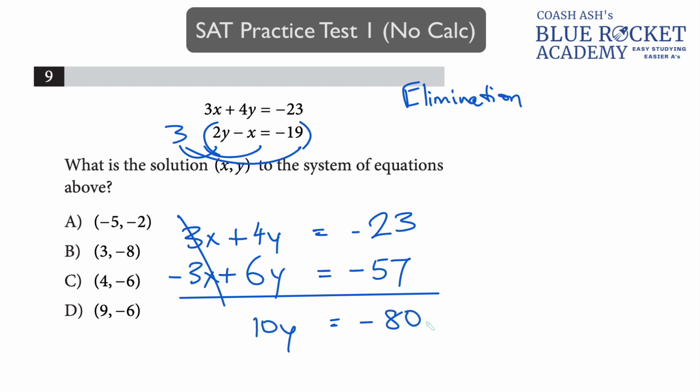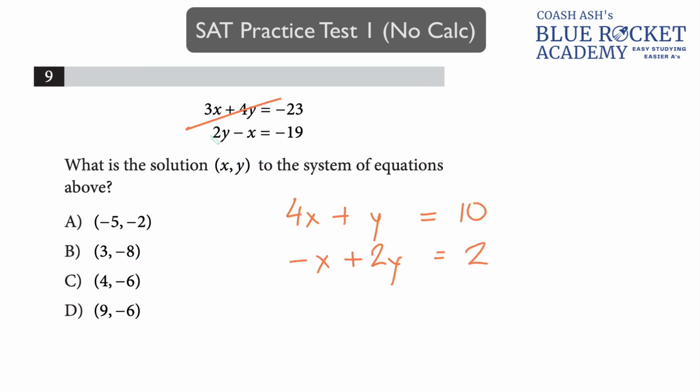So 10y is equal to negative 80. You divide by 10 on both sides, so this 10 cancels out. You got negative 80 over 10, which is negative 8. And the only place where you see a negative 8 for y is this one. You don't even need to find the x value. Remember, you need to save time. So this is the only place where the y value is negative 8, and boom, this is your answer.